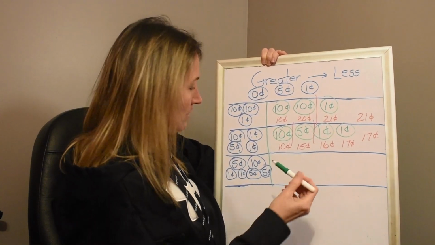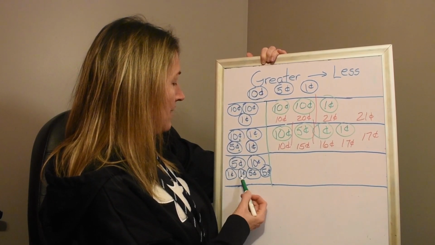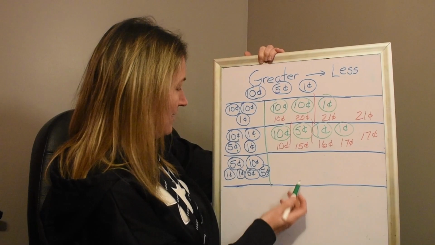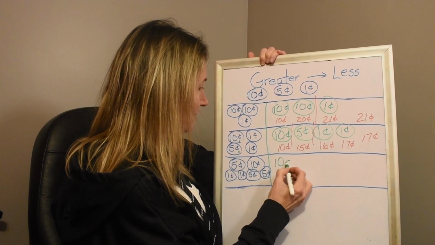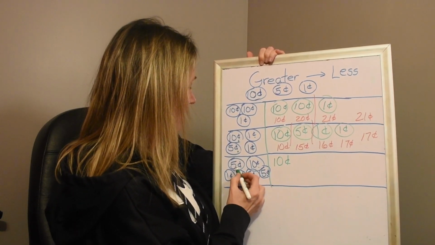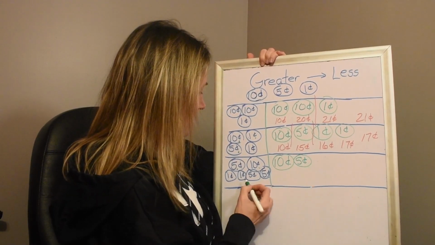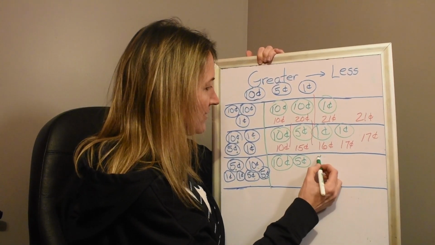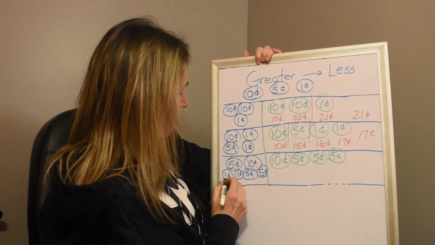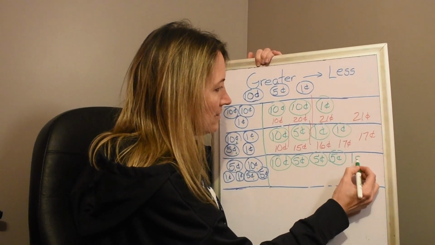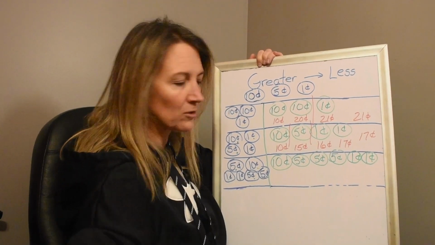Okay, the last one we're going to do, we have a 10, a penny, and a 5 cent and a 5 cent. So our greatest one is our dime, our 10 cent. So then we have a nickel here, 5 cent. And we have 2 more 5 cents. And then we have 2 pennies. My circles there so we know they're coins.